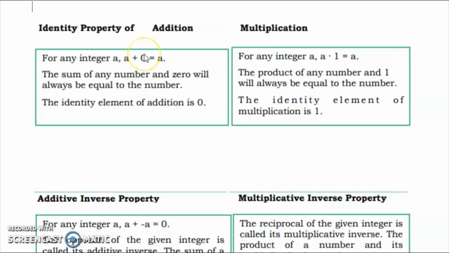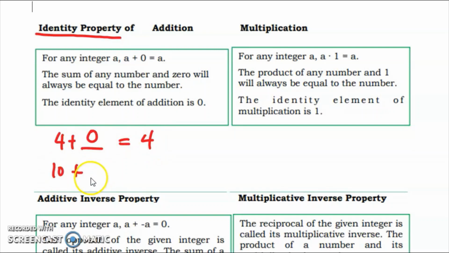Now, we also have identity property of addition. Ito yung identity, ibig sabihin, ano yung number na pag in-add ko sa isang number, ang lalabas yung identity niya o yung sarili niya. Okay? So, kunyari, meron akong 4 plus blank equals 4. Anong number ang i-add ko kay 4 para maging 4 yung result niya? 0. How about if I have 10 plus blank? Anong i-add ko kay 10 para maging 10 pa rin siya? Yung identity pa rin niya, 0. Kaya ang identity element ng addition ay 0.